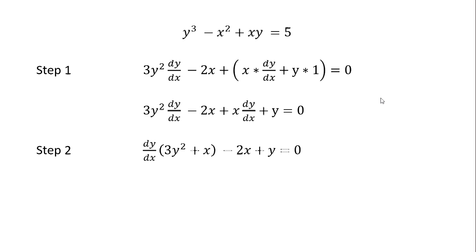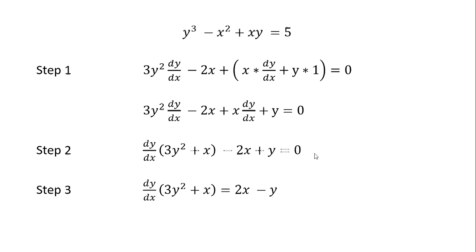In step 2, we take all the components of the equation which contain dy over dx to a single side. Here we take dy over dx out, and you can see 3y squared plus x. So you separate that and then you have dy over dx times 3y squared plus x, and the rest of the function, minus 2x plus y, will be like that. Now we have separated all the components of the function which contain dy over dx. That's step 2.